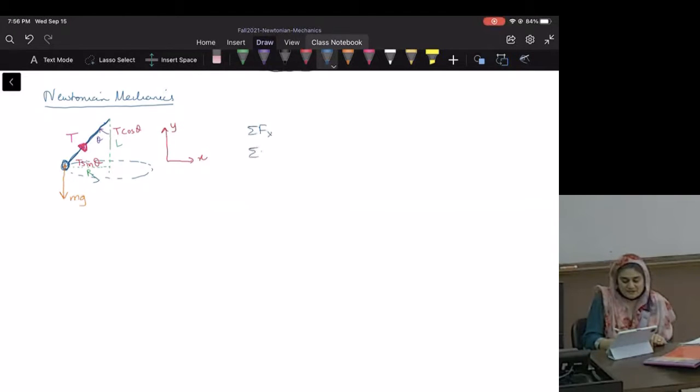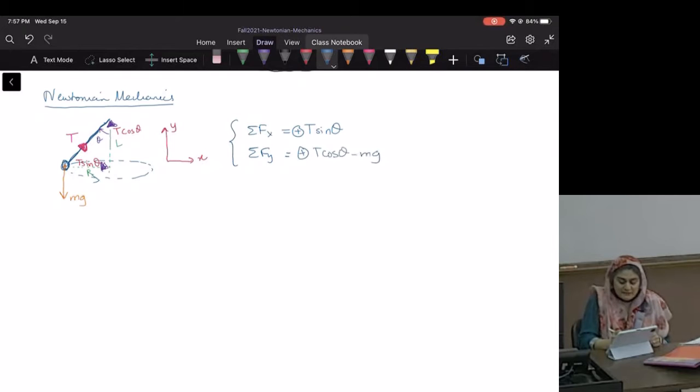So now let's write Newton's equations. Sigma Fx and sigma Fy. There's only one mass, so we'll only have these two. All the forces in the x direction. What direction should T sine theta be? And what direction should T cosine theta be? Because you have to complete the triangle. Okay. So that means I can write T sine theta. It is in the positive direction of x. And for Fy, we will have T cosine theta minus mg.